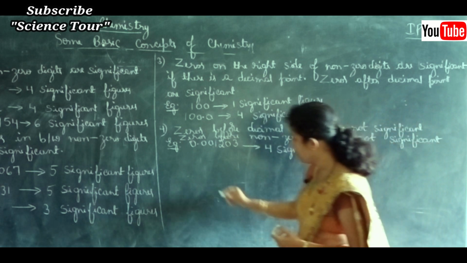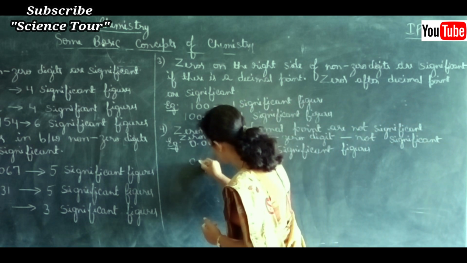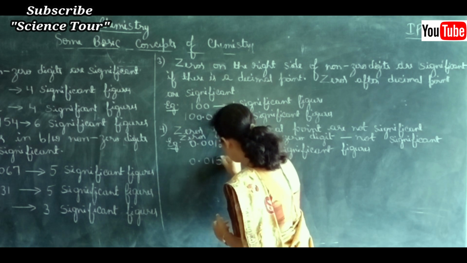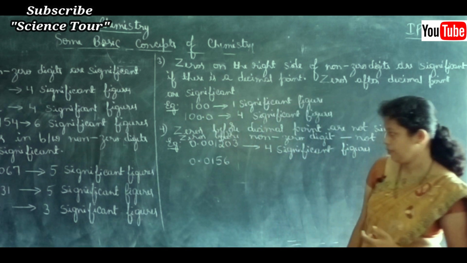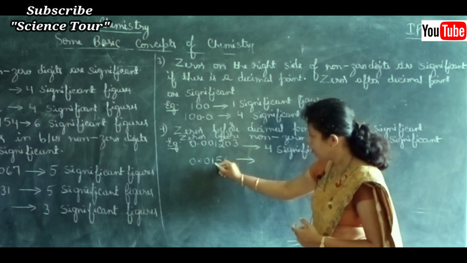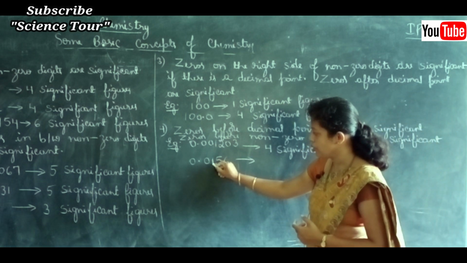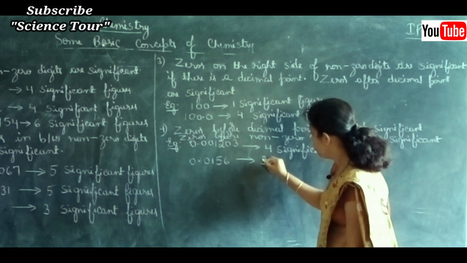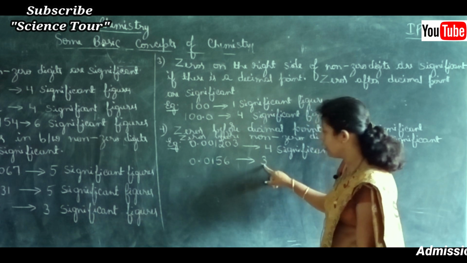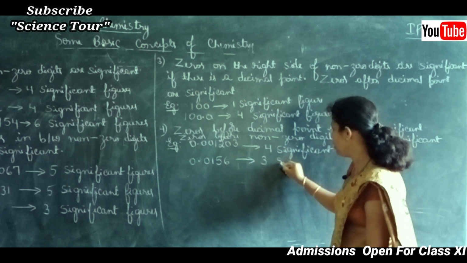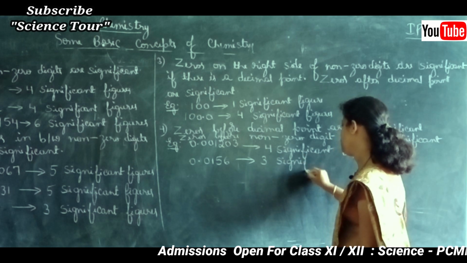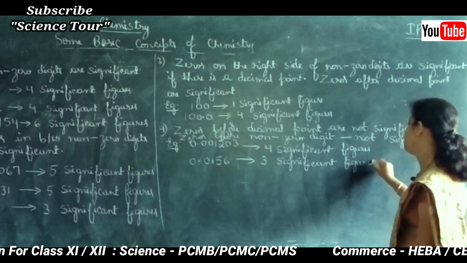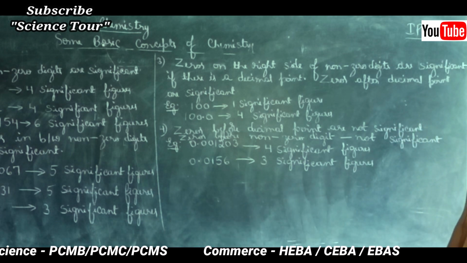Let's have one more example. 0.0156. Look at this. 1 is a non-zero digit. Before that, whatever zeros are there, they don't have any significance. So here, the number of significant figures is 3. They are 1, 5, 6. There are only 3 significant figures in the number given. So, this is about rule number 4.